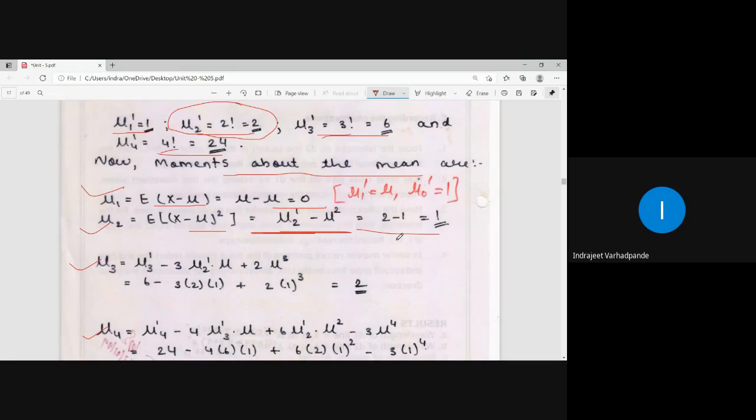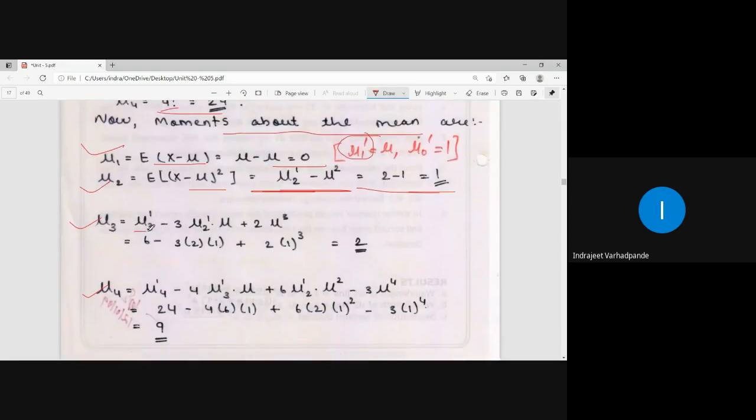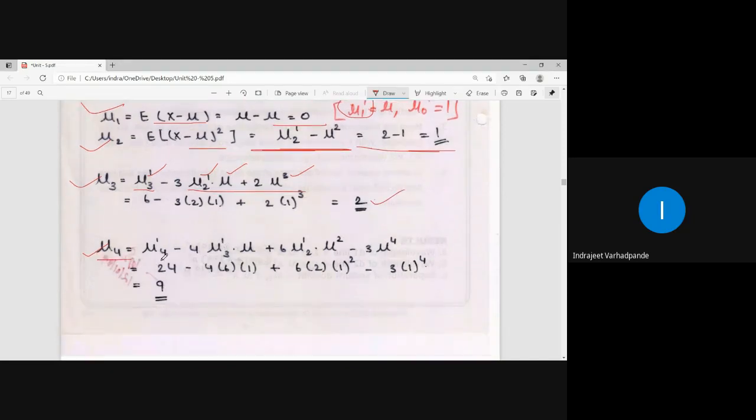What is mu square? mu is nothing but mu1 dash, right? So accordingly you have to find what mu1 dash is. mu1 dash is 1. So we get the answer 2 minus 1, which is 1. This relation I have told you: mu3 dash in decreasing order with mu2 dash, and mu cube in increasing order. According to that particular result we get the answer for mu3 as 2. For mu4, using this particular result: mu4 dash, mu3 dash, mu2 dash, then mu square, mu to the power 4, in increasing order.